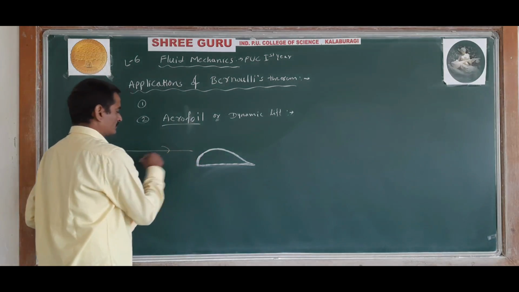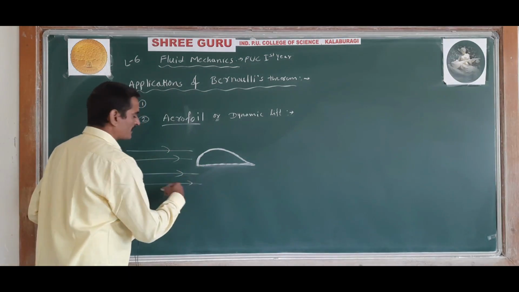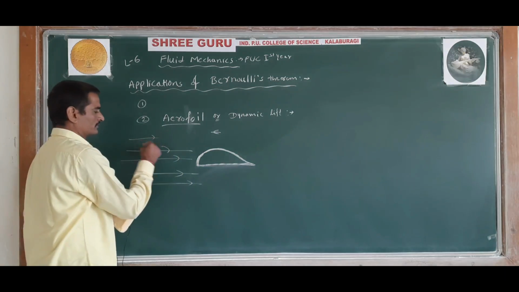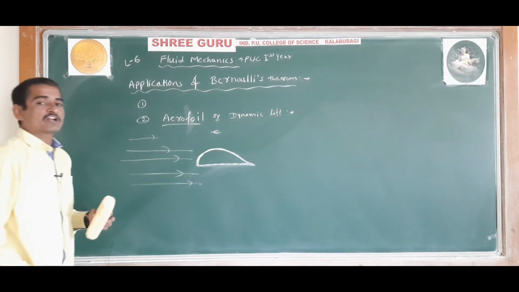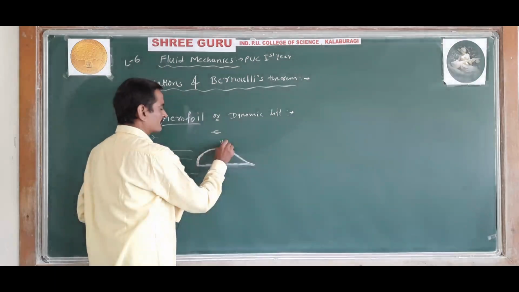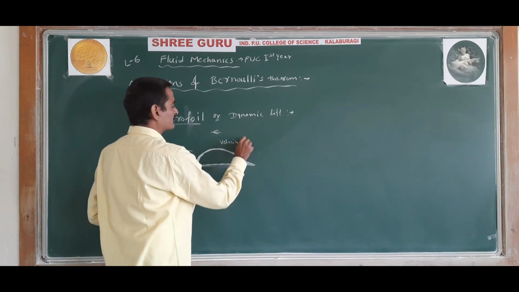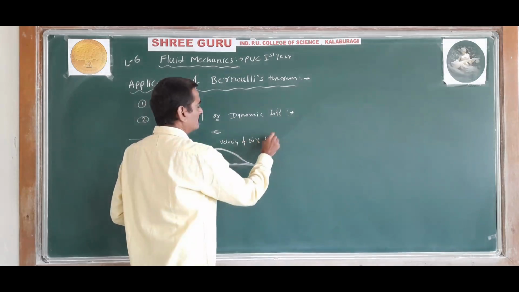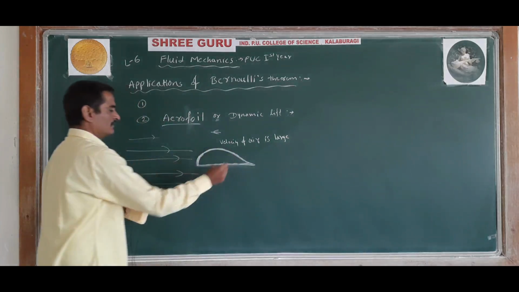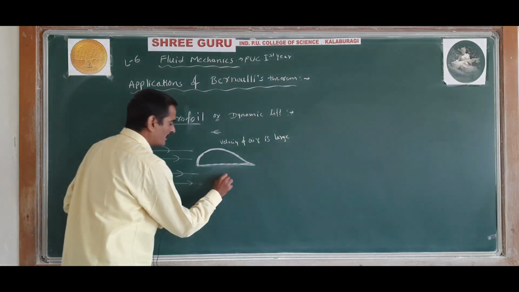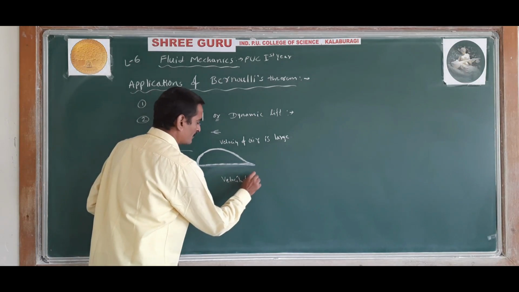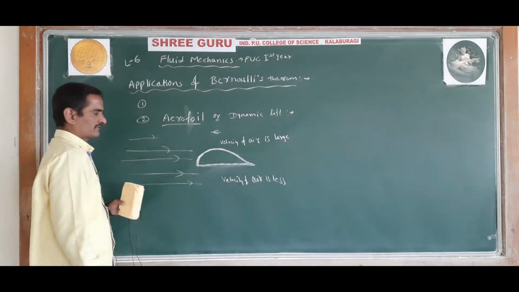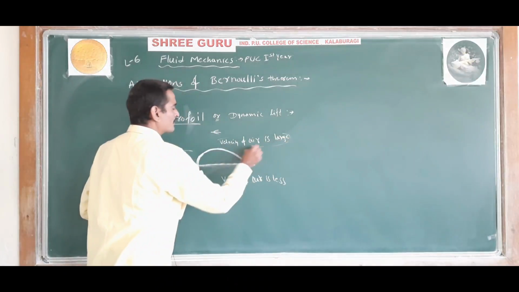So now when the aeroplane moves forward, this is the direction of motion of aeroplane, the air blows on the upper surface of the wing with larger velocity. The velocity of air on the upper surface of the aerofoil is large, and here the velocity or speed of air is less. As a result of this, the velocity of air is larger.